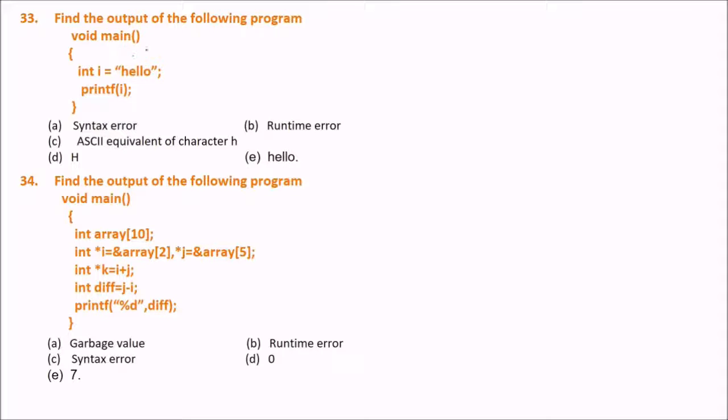Next is, find the output of the following program. int i equal to hello, and print i. Now this is a very good question, because now we are assigning i to hello, that is, a character string. So what will be the output? Is it hello or something else? Runtime error, syntax error? And to your surprise, the answer would be hello.